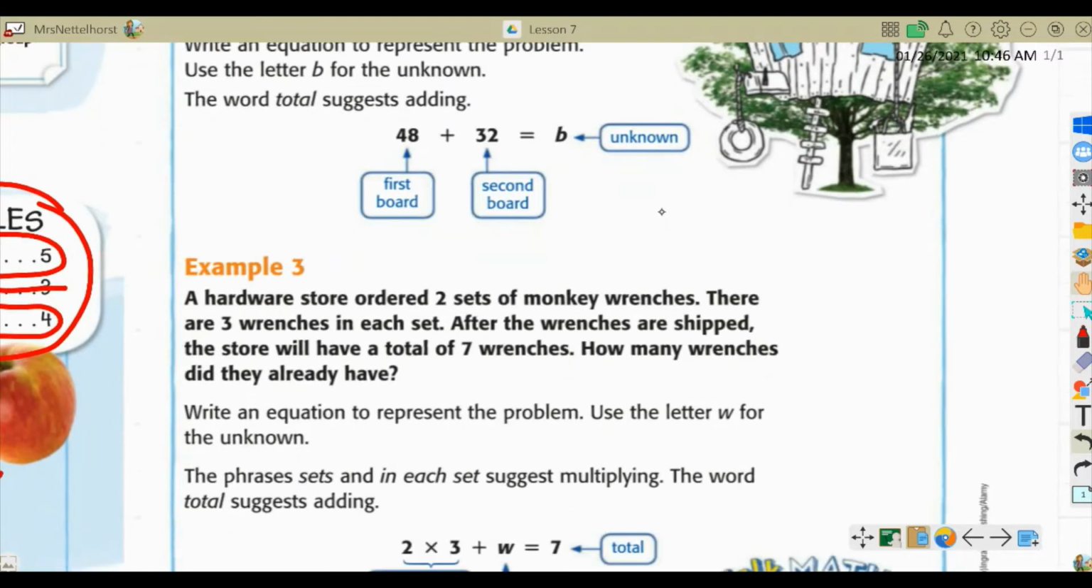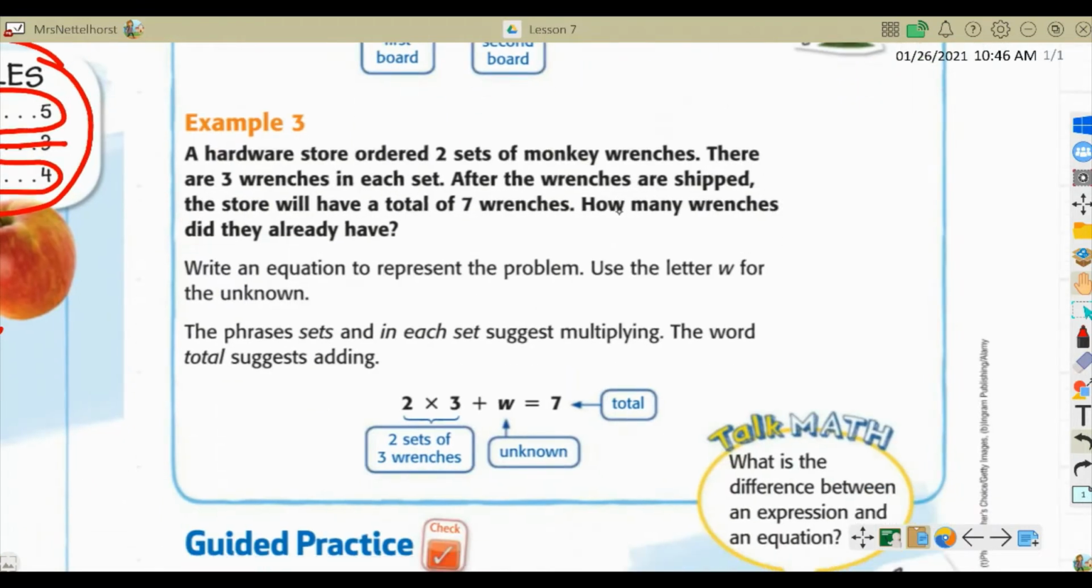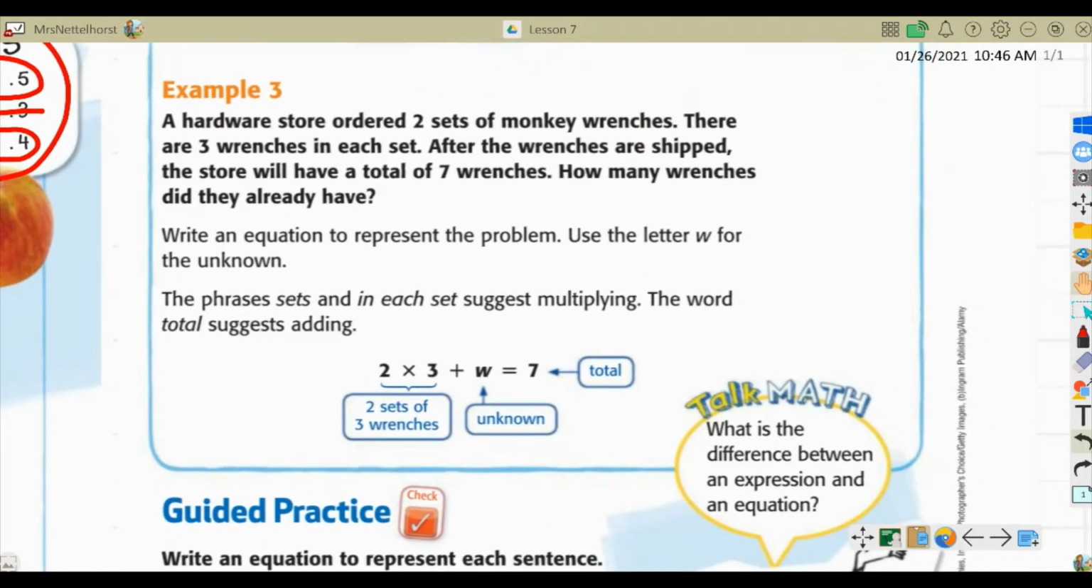Okay, let's look at example 3. I'm going to read this using the 3-read strategy to help me to understand. Okay, a hardware store ordered some sets of monkey wrenches. There were some monkey wrenches in each set. After the wrenches are shipped, the store will have a total of some wrenches. Okay, so the store ordered some sets of monkey wrenches, and there was some amount of wrenches in each set. So I know that they're going to be the same because it says each set. After the wrenches are shipped, the store will have a total of some wrenches.